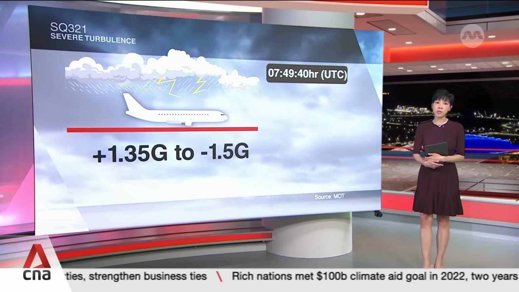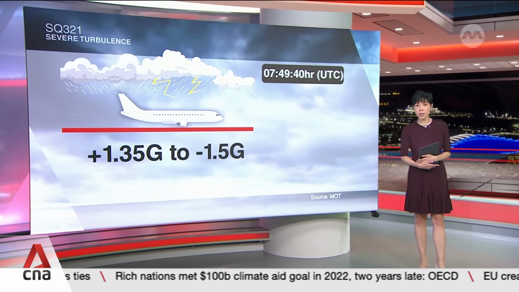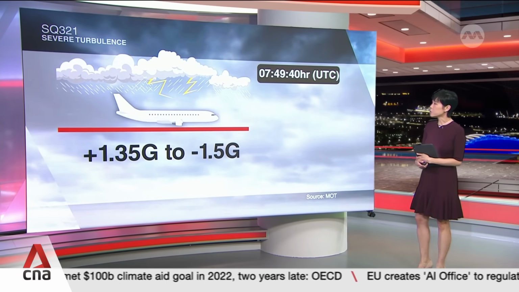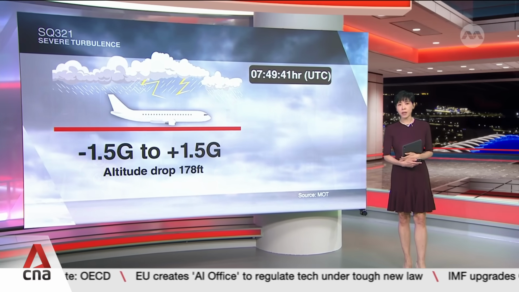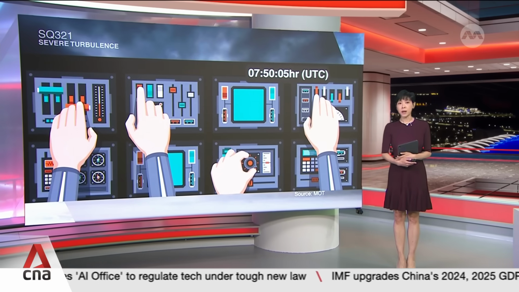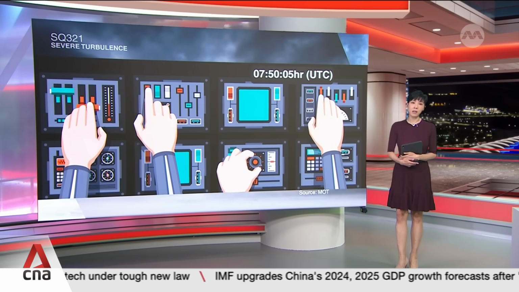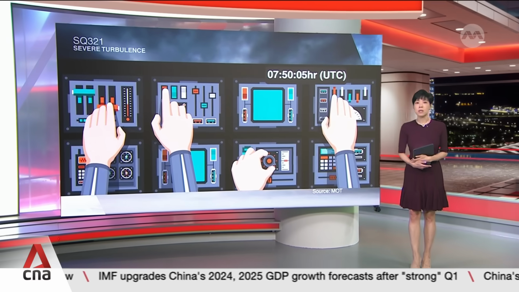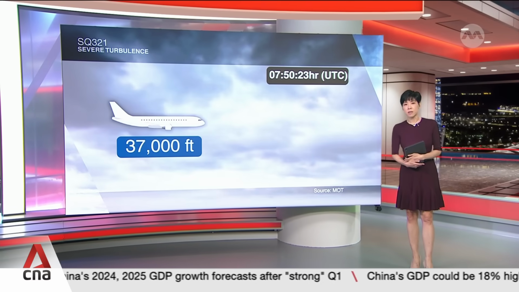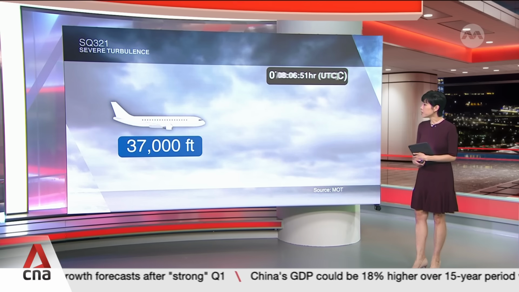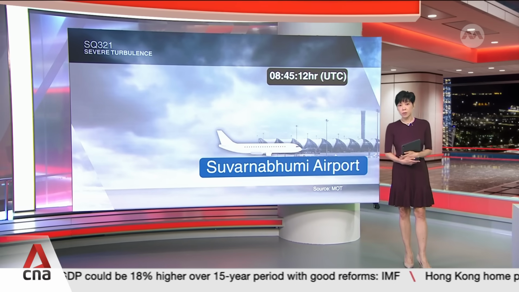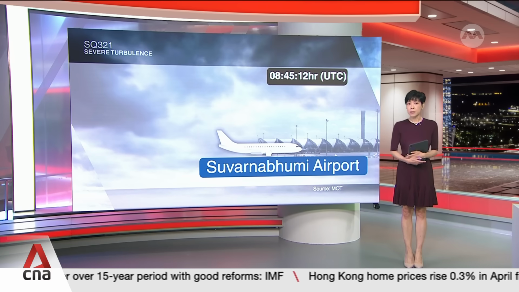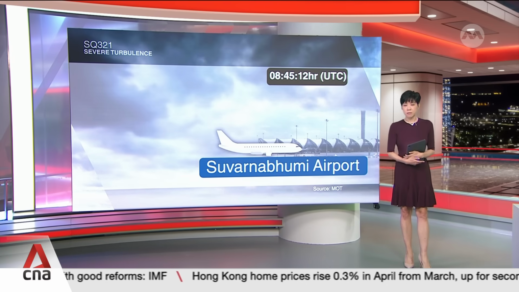These rapid changes over the 4.7-second duration caused the airplane's altitude to drop 178 feet. During this period, the pilots disengaged the autopilot to manually stabilize the aircraft. They re-engaged the autopilot less than a minute after the first encounter with turbulence. The aircraft then returned to its original altitude of 37,000 feet. The pilots then diverted and descended to Bangkok Suvarnabhumi Airport after learning of the injuries on board. Less than an hour after the turbulence began, SQ321 touched down in Thailand.